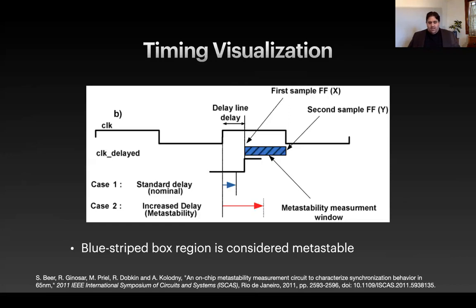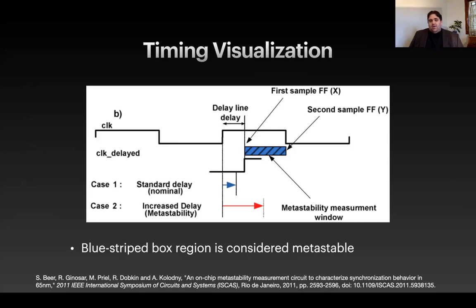And just to back that up a little bit, here is a slide from their paper. You can see sort of at the top there, you have the normal clock signal, and you have your delayed clock sort of right below that. And what we're focusing on here is that blue striped box region. The beginning of that region is that first flip-flop, and the end of that region is that second flip-flop. So it's between the delay and the falling edge.